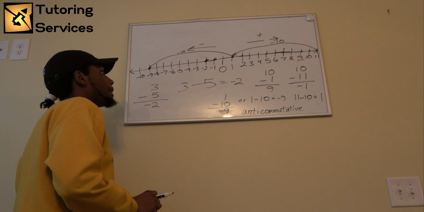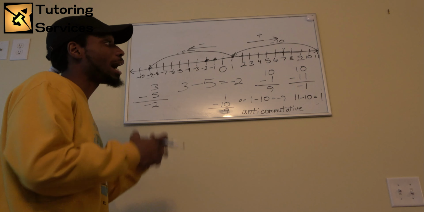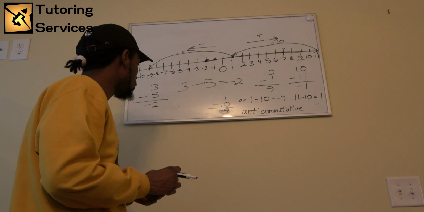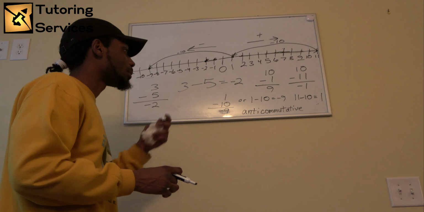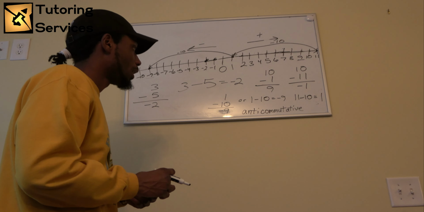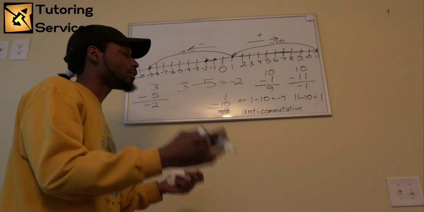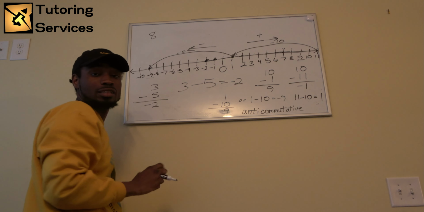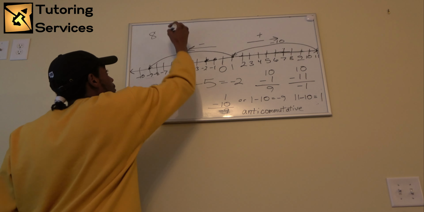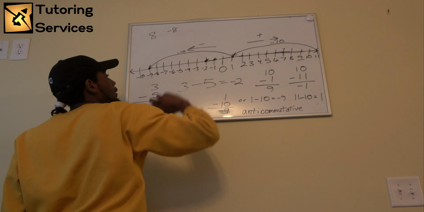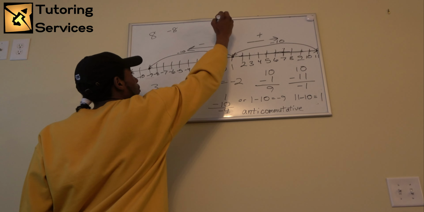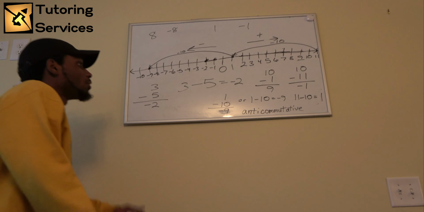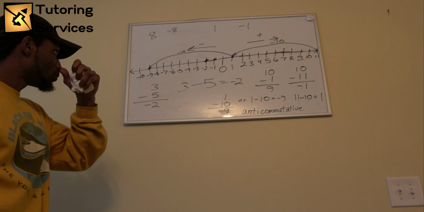So what have we learned today? Well, we've learned how to subtract single-digit numbers. We've also learned what commutative and anti-commutative is. We've also learned about additive inverses, meaning if you have a number like 8, the additive inverse of that number is -8. If you have a number like 1, the additive inverse of that is -1. And we will stop there.